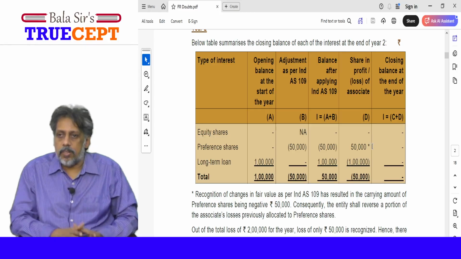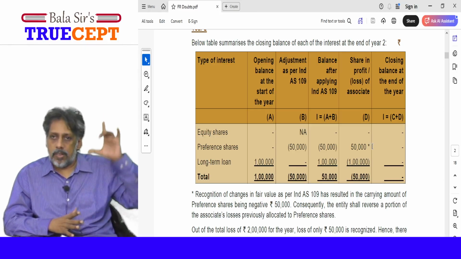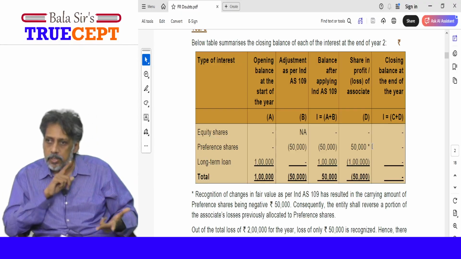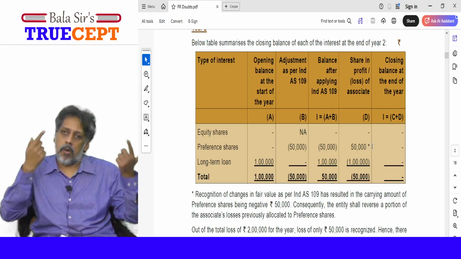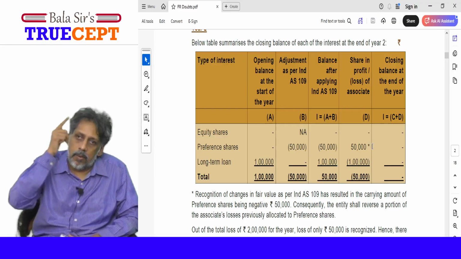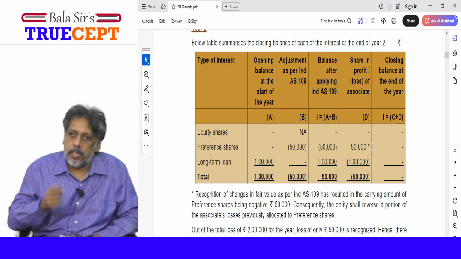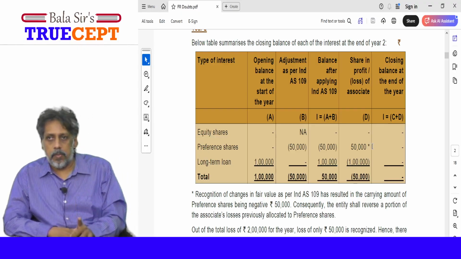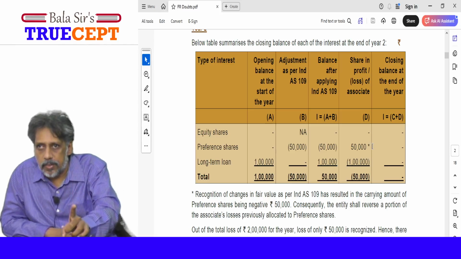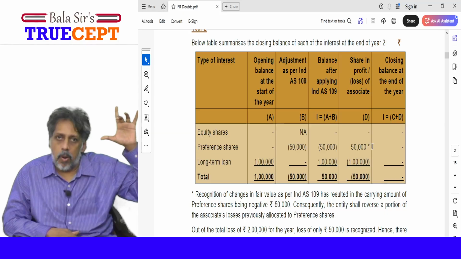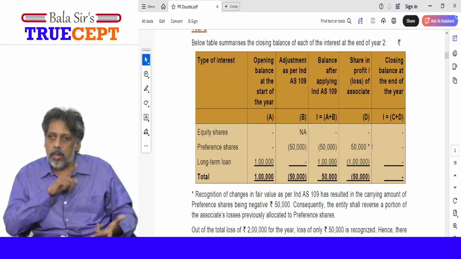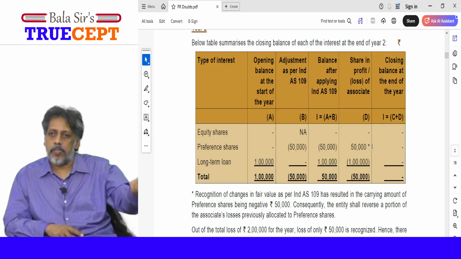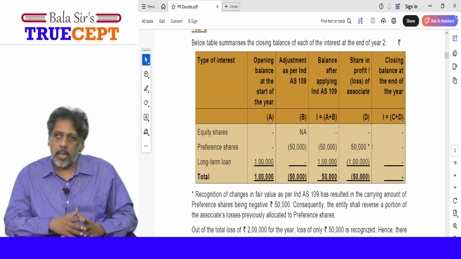Got it? So what you should do is think of two entries. One is preference share account debit, to share of loss. And then profit and loss account debit, to preference share. Is that fine for the fair value adjustment? Got it? Please remember, this is the toughest part to understand. The preference share opening balance is 0, and if you want to reduce it by 50,000, you had to reverse a share of loss earlier assigned to preference shares.